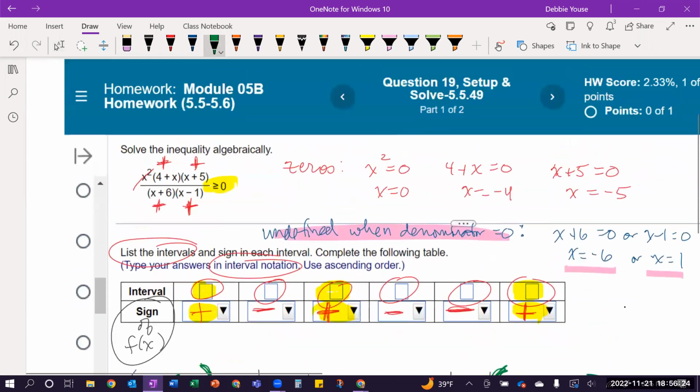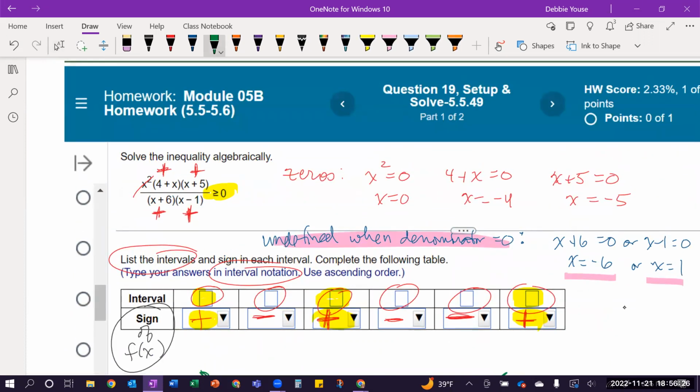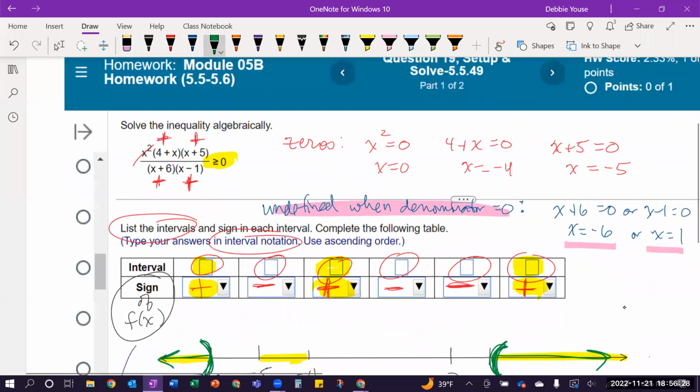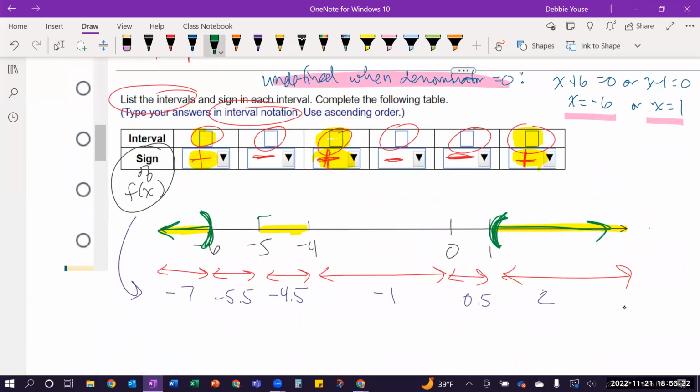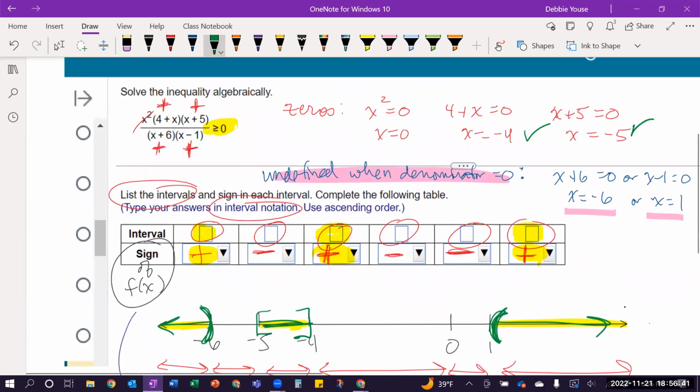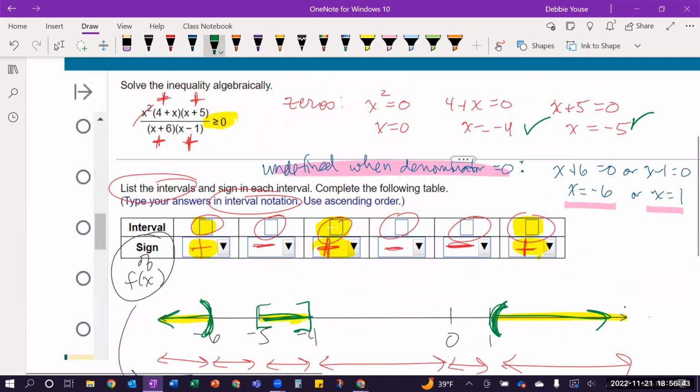And then the zeros, I can include those, -5 and -4. So I think that would be bracket, bracket, and everything in between, okay? So if I'm interpreting this correctly, I looked at all my information here, that's what I'm looking for.